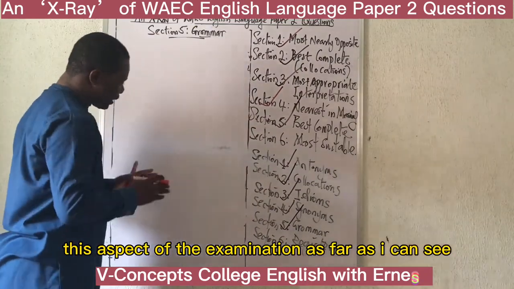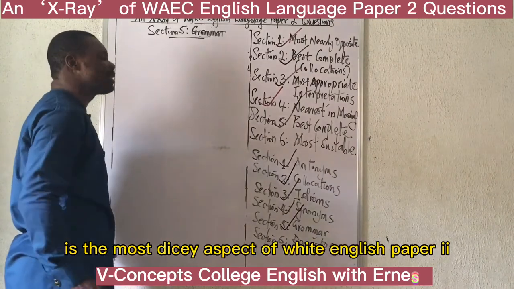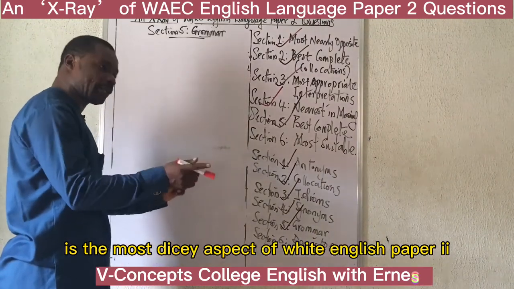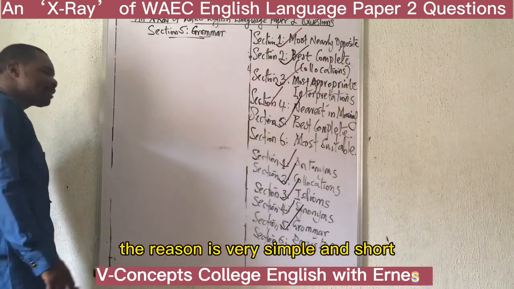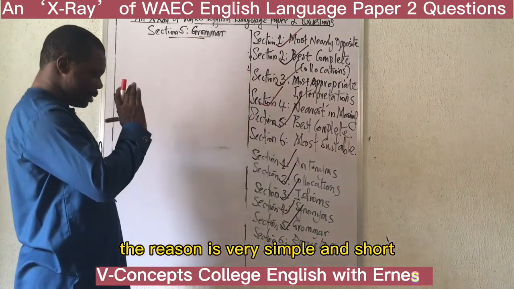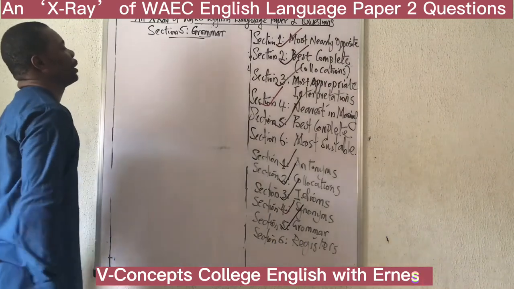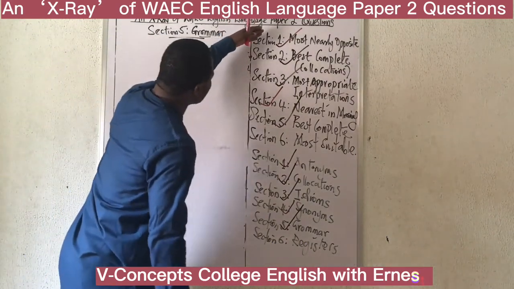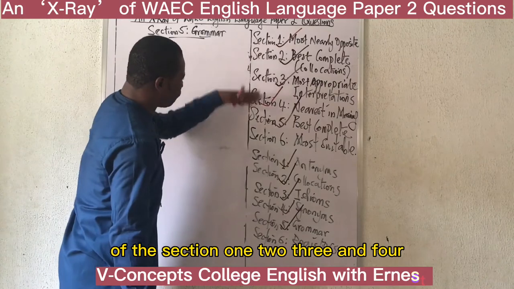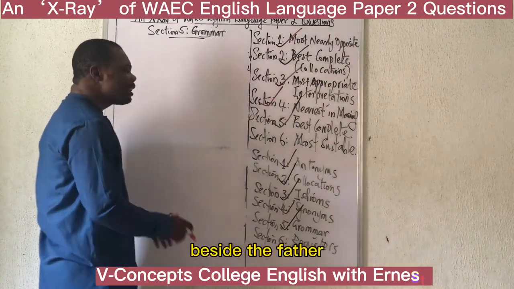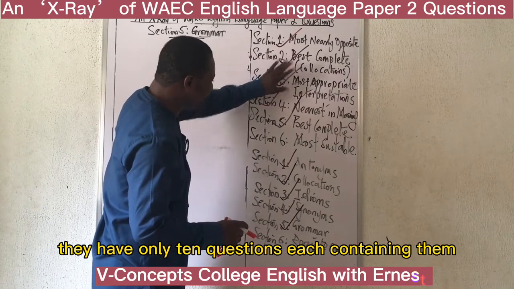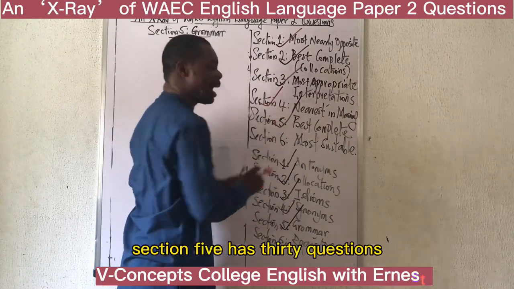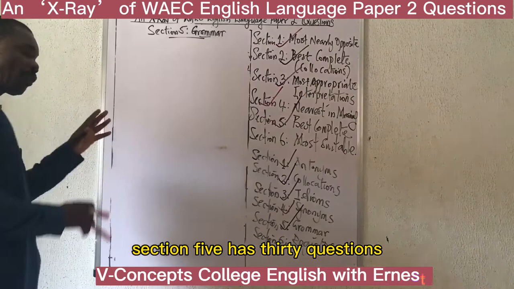This aspect of the examination, as far as I can see, is the most dicey aspect of WAEC English paper 2. The reason is very simple and short. When you look through all these other sections 1, 2, 3, and 4, besides the fact that they have only 10 questions each contained in them, section 5 has 30 questions.